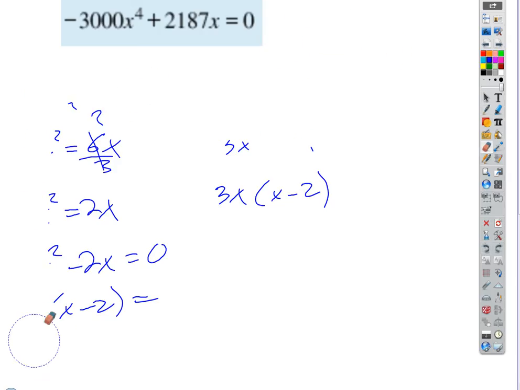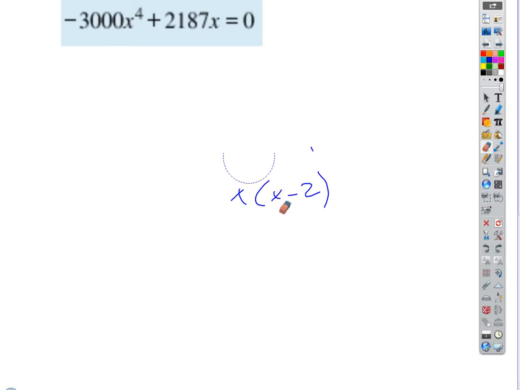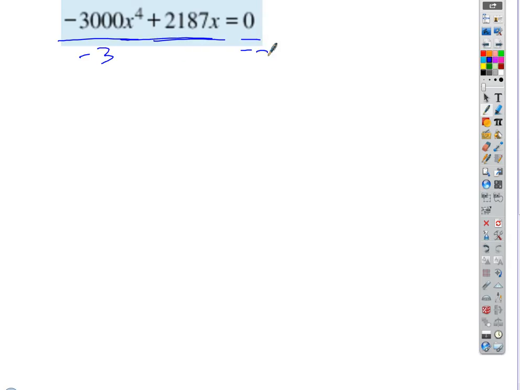Okay, so Elton, amend that suggestion. What are you going to suggest now? I could take out a negative 3x to make things smaller. Why not divide? I like the divide by negative 3 part. That helps. Divide both sides by negative 3. And what's that going to give me? 1000 x to the 4th plus, what are we going to get? 7. Okay, plus 729. Okay, x. Minus 729. Minus 729. Thank you.